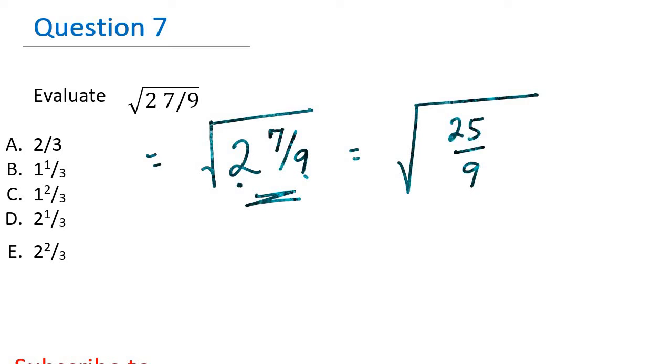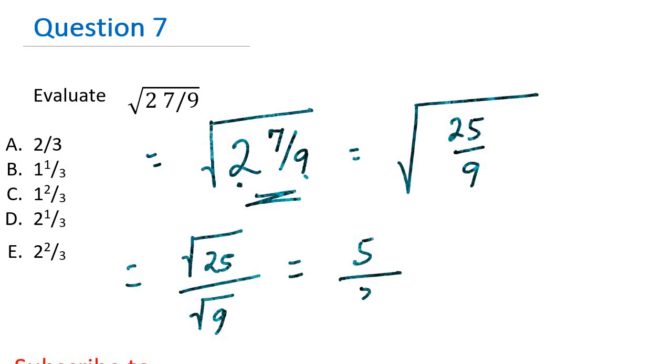25/9. Now, I want you to know that the square root affects both of them. So I can rewrite this as the square root of 25 divided by the square root of 9. The square root of 25 is 5. The square root of 9 is 3. 5 divided by 3 is 1, remainder 2/3. So the right answer here is C.